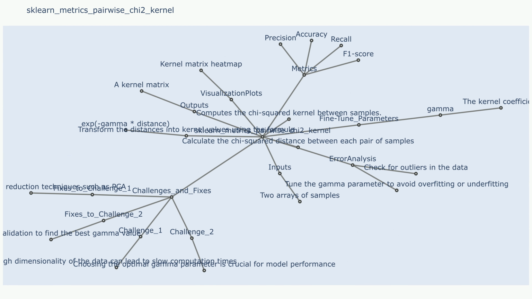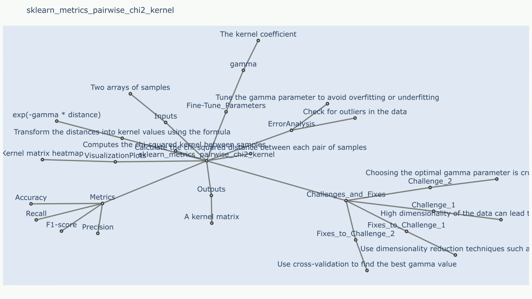Challenge 2: sparse histograms. If the histograms are sparse, i.e., contain many zero values, the chi-squared kernel can be unstable. Sample use case: text classification, where words are represented by their frequencies. Histograms in documents.